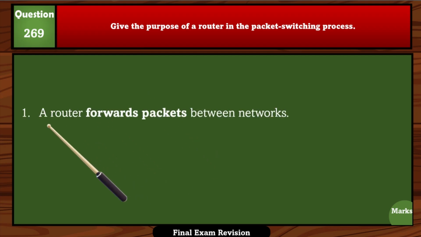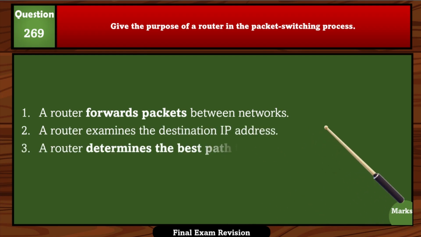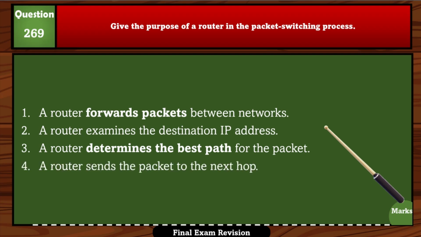Question 269: give the purpose of a router in the packet switching process. Number one, a router forwards packets between networks. Number two, a router examines the destination IP addresses. Number three, a router determines the best path for the packet. Number four, a router sends the packet to the next hop.